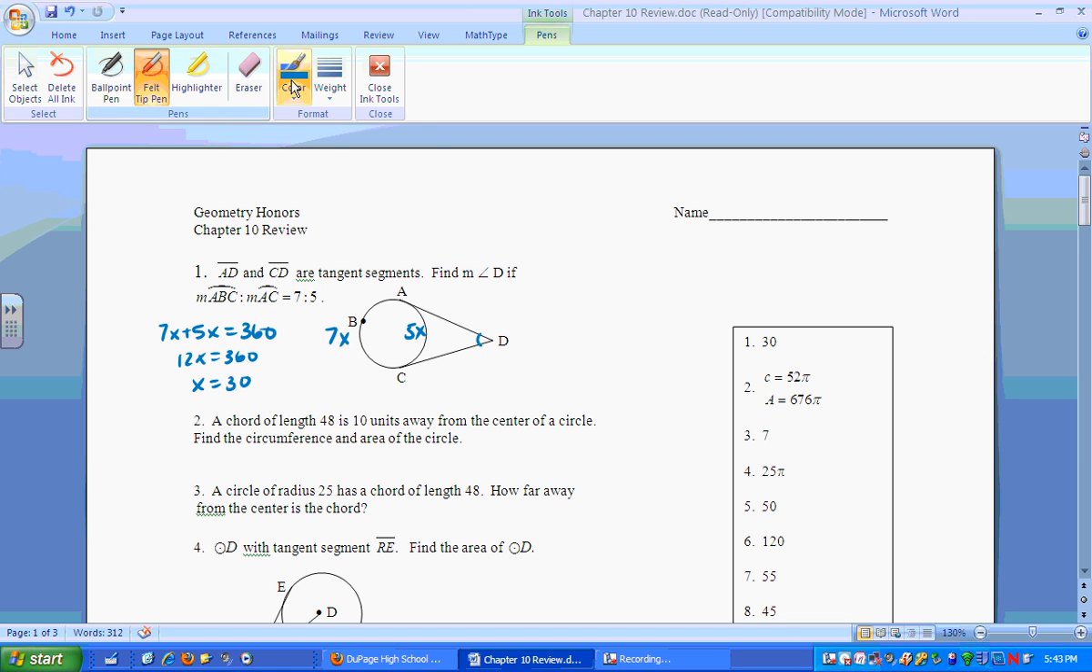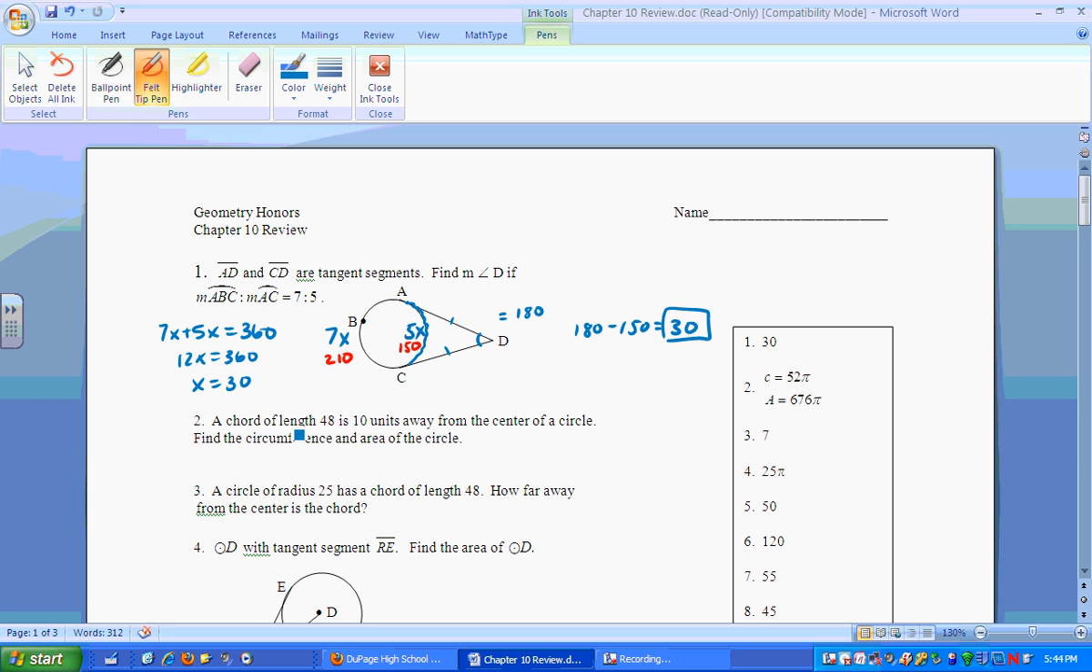What you could do then is plug it in. If I plug it in here, this is 150, and this is 210. We want angle D. Because these are tangent, I know they're congruent. We know that the minor arc and the exterior angle to a tangent have to add to equal 180. So if we do 180 minus 150, we get 30 for angle D, which is your answer to number 1.